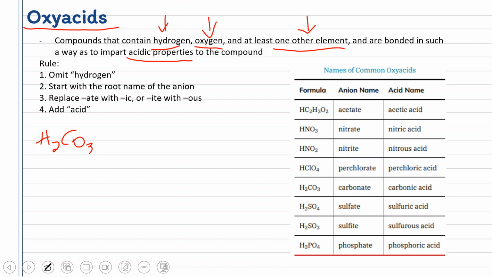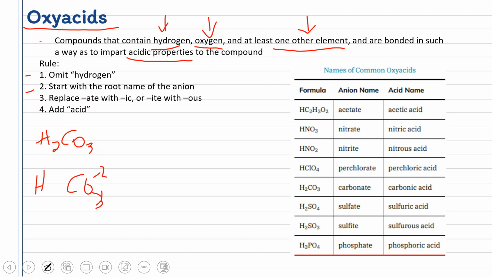We're saying that the first rule, what is rule number one? Rule number one is omit hydrogen. So in the name, don't bring hydrogen. Forget about hydrogen. Pretend there's no hydrogen there in the name. So this is H2CO3. I'm going to omit the hydrogen. Fine. Rule number two says that start with the root name of the anion. Now in this compound, H is the cation. CO3 is the anion. It has a charge of -2.